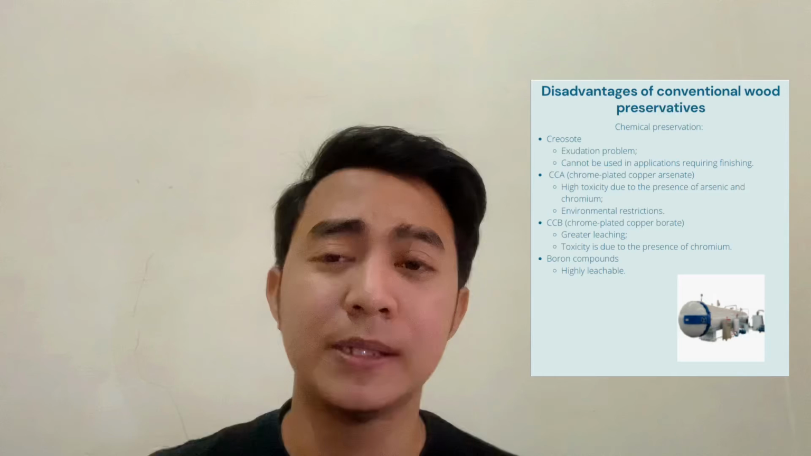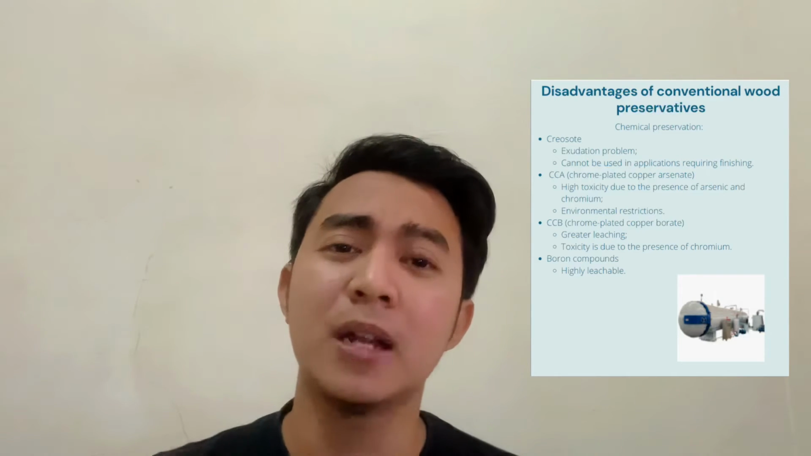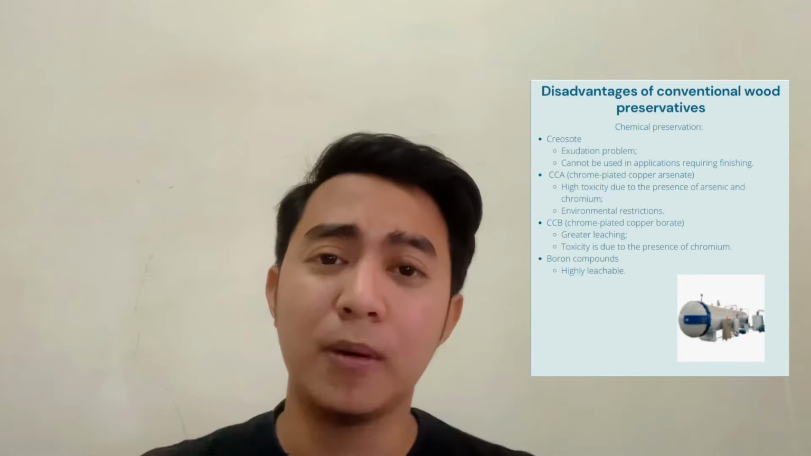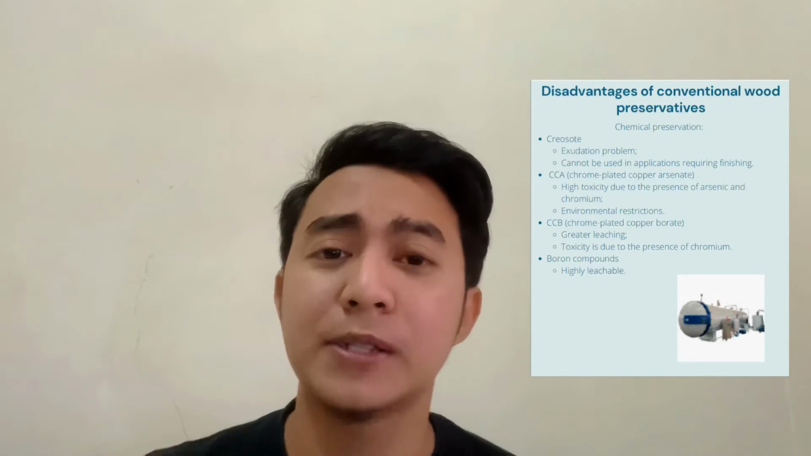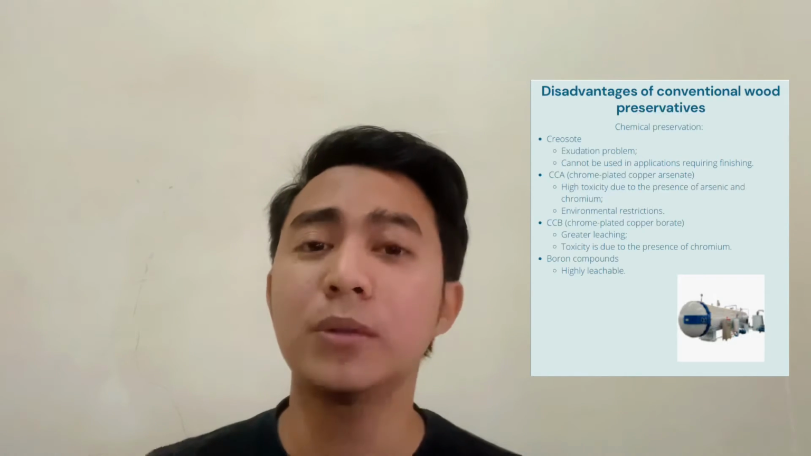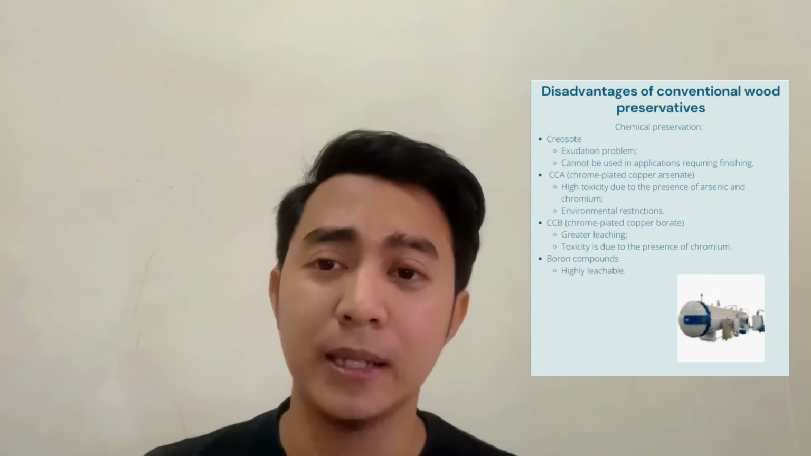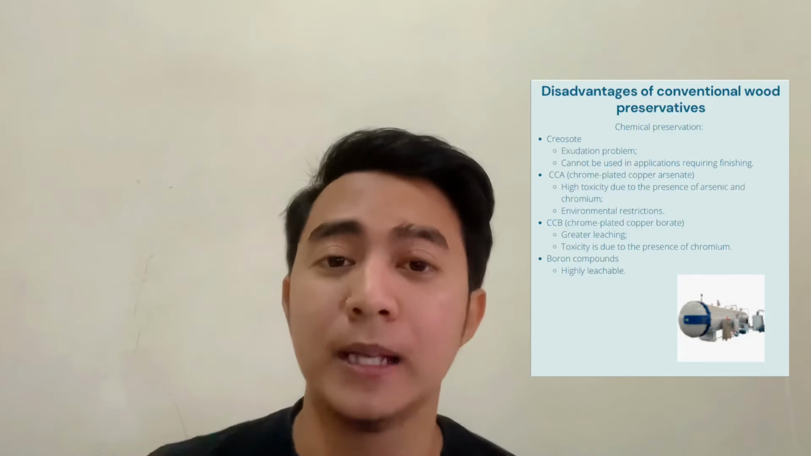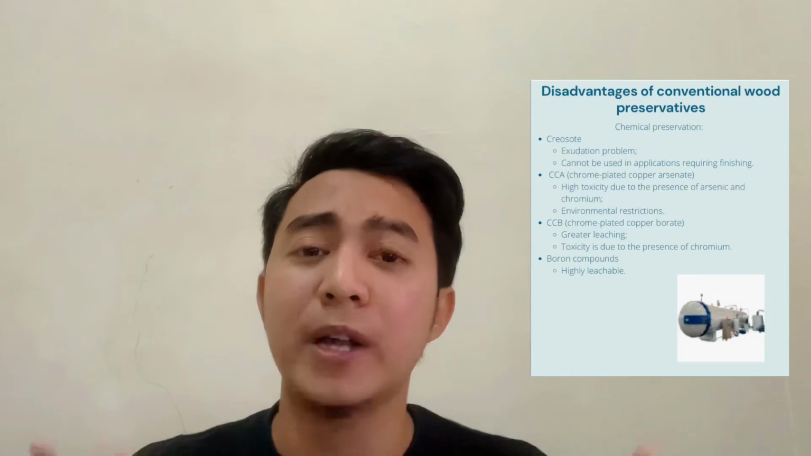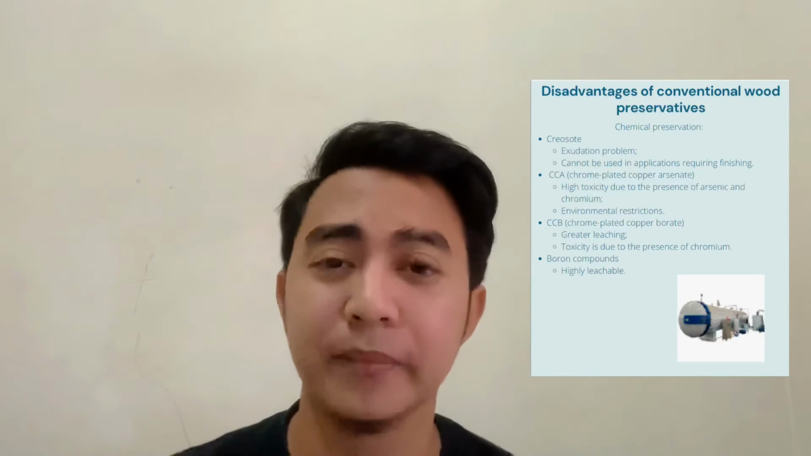Next is CCA. CCA stands for chromated copper arsenate. This compound has disadvantages because it has high toxicity due to the presence of arsenic and chromium. It also has disadvantages because of environmental restrictions.